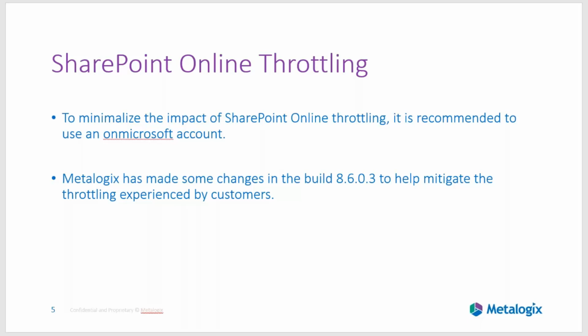One issue one could run into is throttling. This is definitely not on our side, but with Microsoft. One of the recommendations we do make is to use on-Microsoft accounts. As you can see in the second bullet point, we have been working with Microsoft and have done some behind-the-scenes work with them. In build 8603, we made some changes that would help mitigate the throttling. We can't guarantee that it would totally stop, but there have been significant improvements.